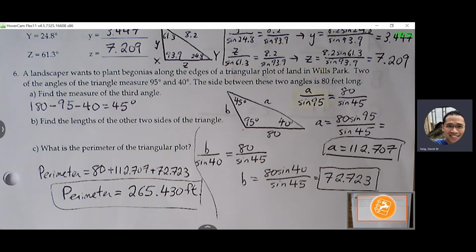The only use of Pythagorean theorem is the right triangle. Here, this is not a right triangle, so we can't use the Pythagorean theorem.